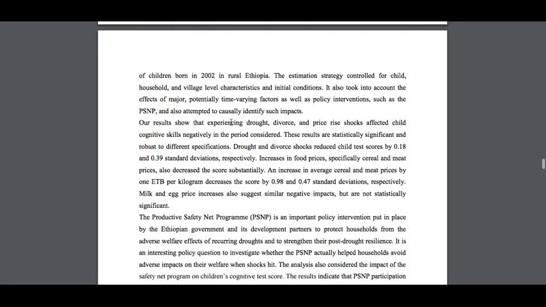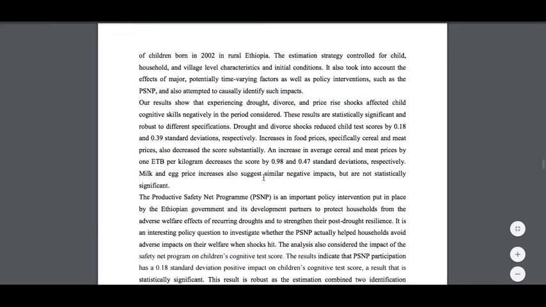Our results show that experiencing drought, divorce, and price rise shocks affected child cognitive skills negatively in the period considered. These results are statistically significant and robust to different specifications. So they explain what the results mean, how they're significant for the larger field, and what they imply for their topic or even human beings. You want to make it as significant as possible because that's what makes people want to read your research. So they say specifically, it's crucial to say these are significant because you want to use that language.